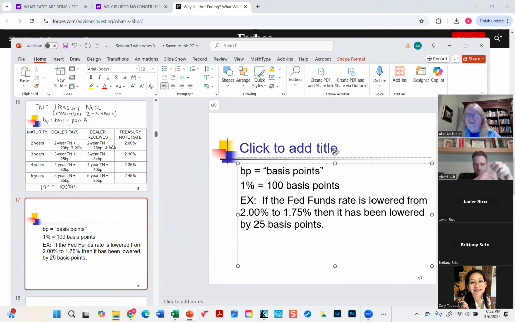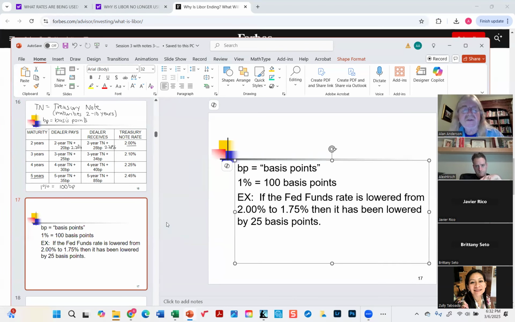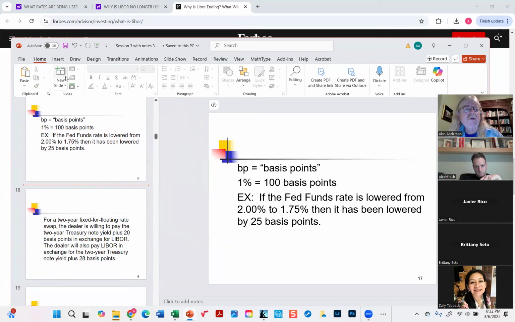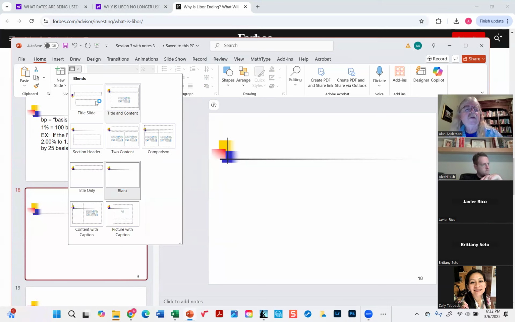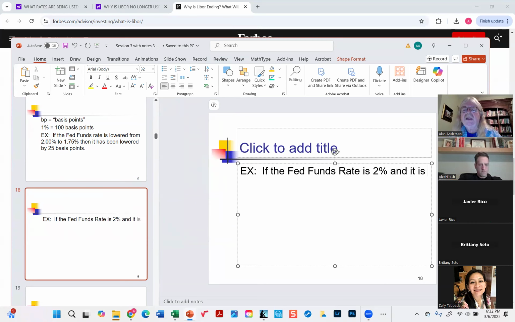Now you're probably asking yourself, why do we need this terminology? Why don't we just call it percent? Because the word percent can actually be ambiguous. So let's say, for example, you heard this following statement in the Wall Street Journal. If, let's say, the Fed funds rate is 2% and it is increased by 1%.